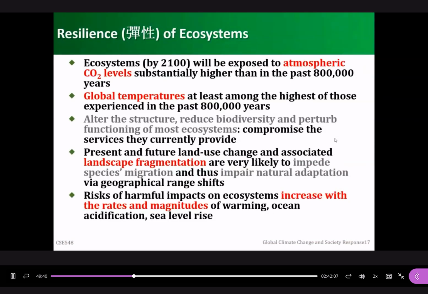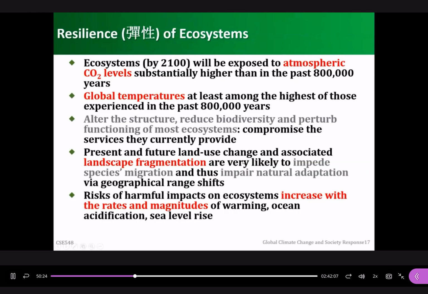So the ecosystems are indeed experiencing the highest temperature and highest CO2 concentration in the past 800,000 years. This will alter the biological structure, reduce the biodiversity, and prevent the normal functioning of most ecosystems. Then it will compromise the services they provide, because the ecosystem is an important part of our economy. If the ecosystems are affected, our economy will also be affected.